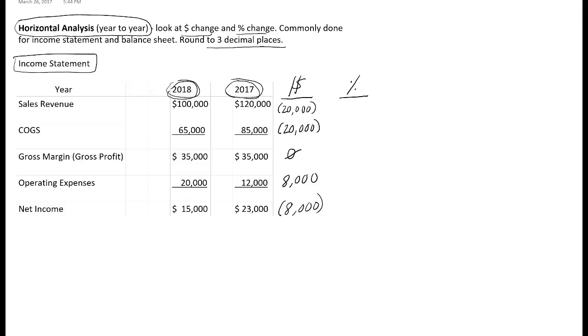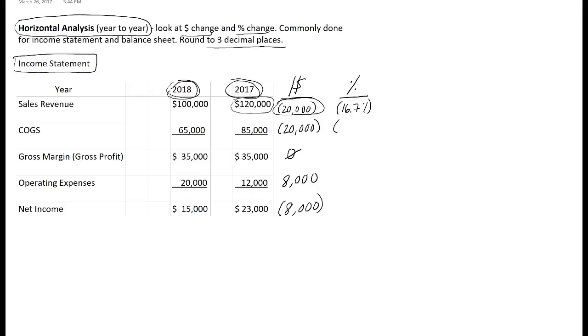So that's the first thing we do, is look at the dollar change. Now, once we have the dollar change, we have to calculate the percentage change. What we do there is we take the dollar change, the negative 20,000, and we divide it by the prior year number. So we take the negative 20,000, divide it by the 120,000, and so our percentage change is going to be negative 16.7% for sales revenue. So sales revenue dropped by 16.7% from 2017 to 2018.